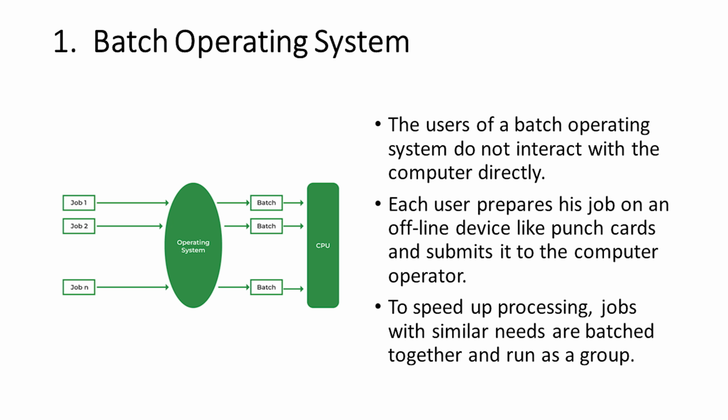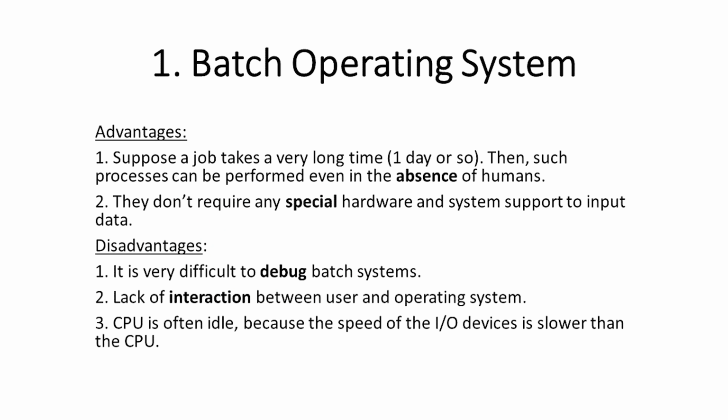The users of a batch operating system do not interact with the computer directly. Each user prepares his job on an offline device like punch cards and submits it to the computer operator. To speed up the processing, jobs with similar needs are batched together and run as a group. See what is the mechanism behind this batch operating system. Here the programmers leave their programs with the operators, and the operator then sorts the programs with similar requirements into batches. They are sorted on punch cards, which will be submitted to the system for processing. For example, bank statements.